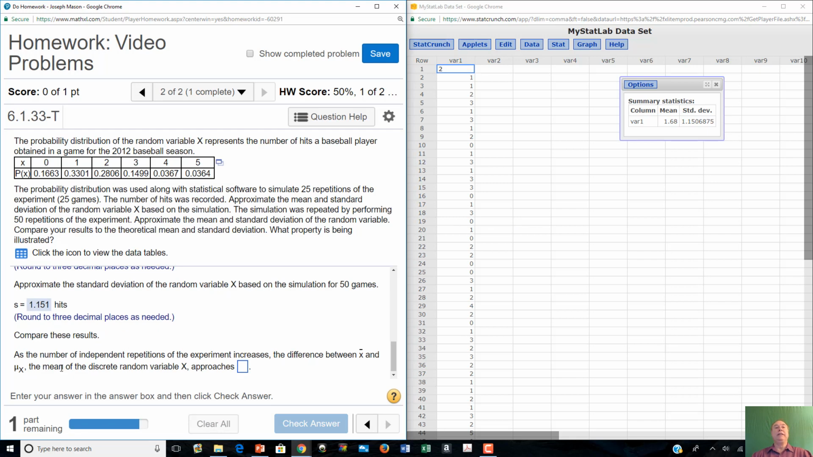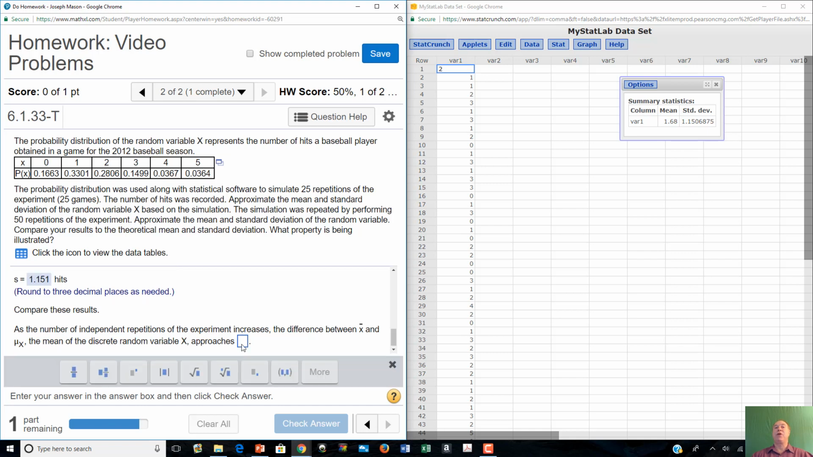As the number of independent repetitions of the experiment increases, the difference between x bar and mu of x, the mean of the discrete random variable x, what should it approach? You do this enough times, it should approach 0. They should be the same. The mean x bar should equal mu of x. So the difference should be approaching 0.